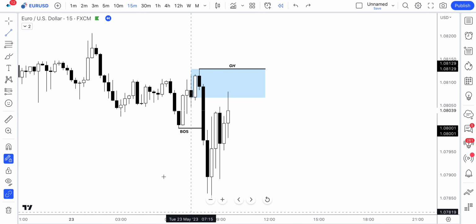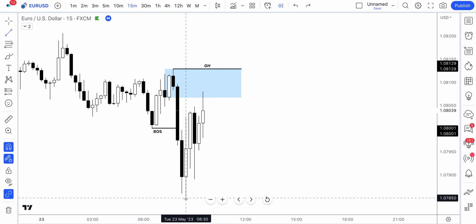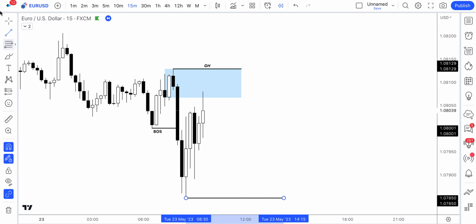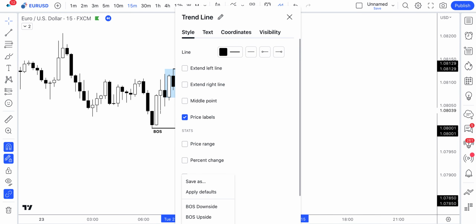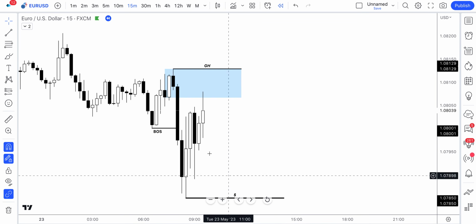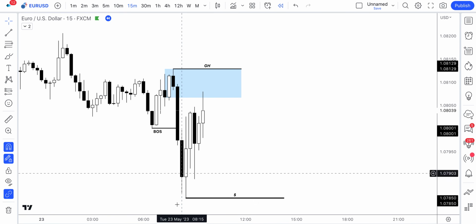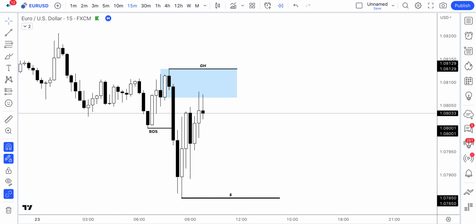In terms of targets, clearly this is going to be the low that we're going to be targeting as a first target, and then we're also going to be looking for more continuation to the downside because this is a trend following strategy. So this is our liquidity. We're looking at target below here. Price comes into our point of interest, so we're looking for a rejection off of this area.